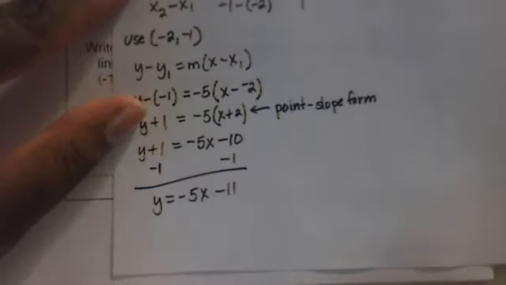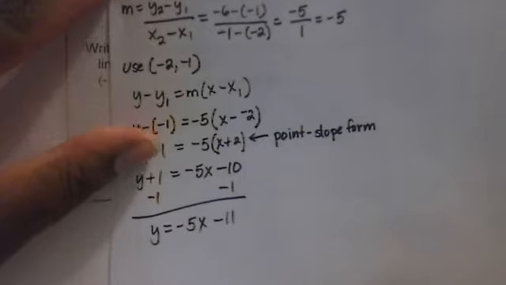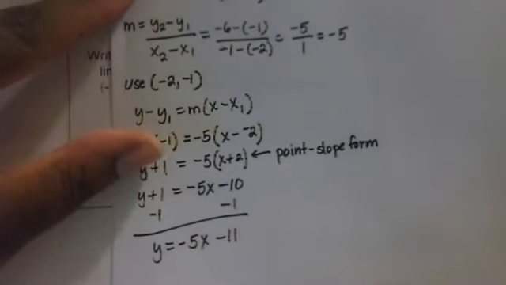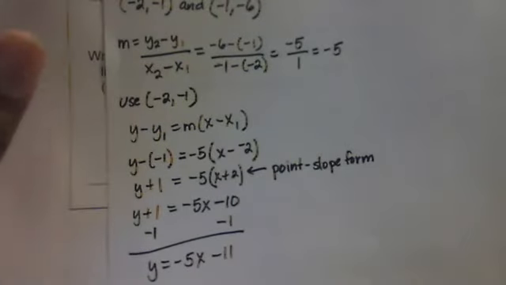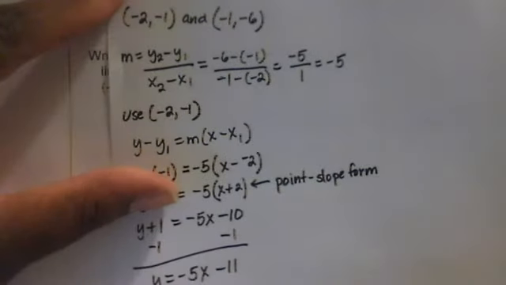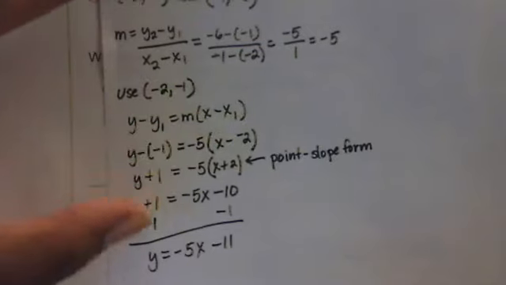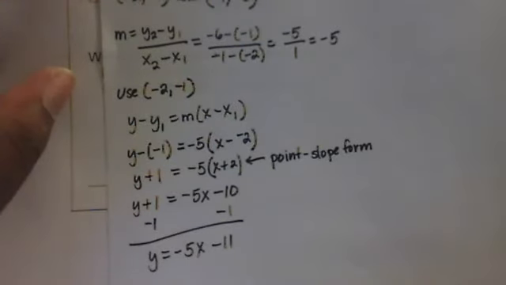negative 5x minus 11. And that would be your equation written, well, solved for y. That represents the equation of the line passing through the points negative 2, negative 1, and negative 1, negative 6. And that's the equation y is equal to negative 5x minus 11.